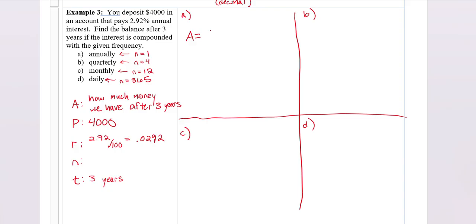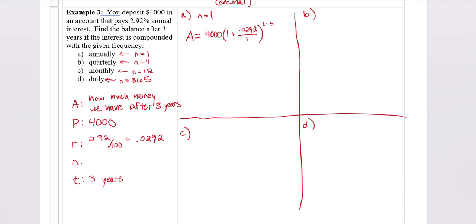So our principal in this case is 4,000. 1 plus r over n. So it would be 0.0292 over, in this case, our n value, we're compounding just once. And then for our exponent, we have to take n times t. So that's going to be 1 times 3.